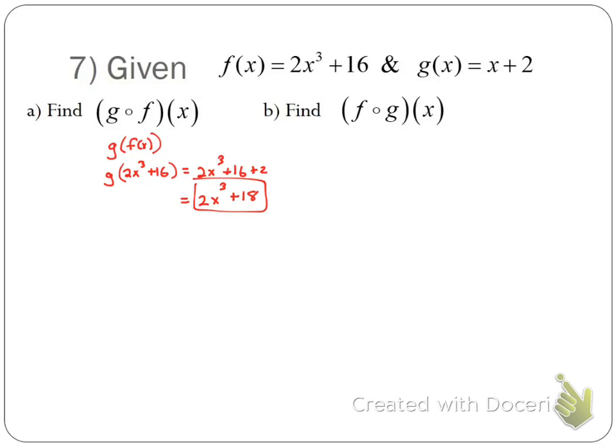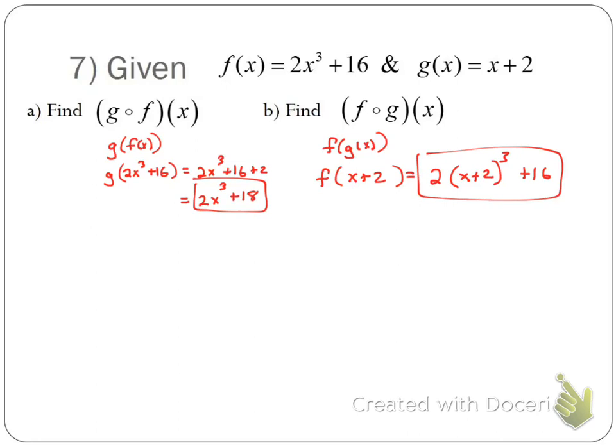So then in B, where I'm asking you to find f of g of x, rewrite what is g. So f of what is g, guys? It's x plus 2. And everywhere in the f function where there's an x, I'm replacing it with x plus 2. So f of x plus 2 equals 2 times, replace this x with x plus 2, cubed plus 16. And I'm okay if you leave it just like that.